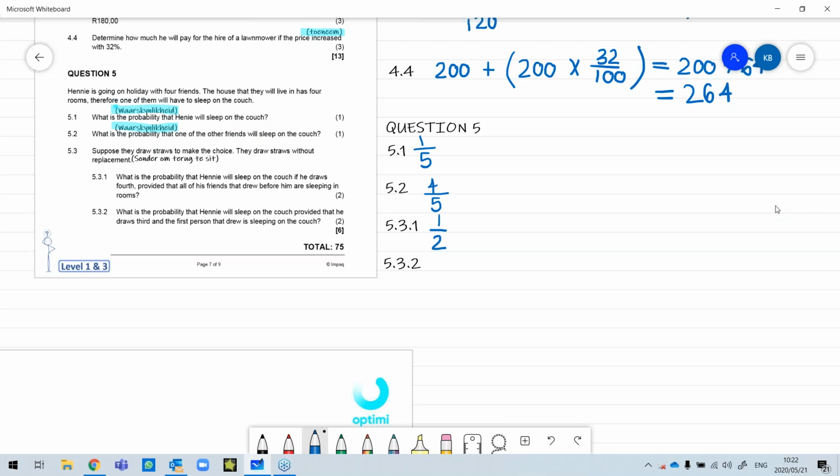Question 5.3.2. What is the probability that Henny will sleep on the couch provided that he draws 3rd? And the first person that drew is sleeping on the couch. Remember, there are 5 friends, whereof there is room enough for 4 of them to sleep on a bed and only 1 couch. So if the first person already drew the couch, then there is 0 chance that Henny will also draw a straw to sleep on the couch. So you can say 0, or in words, no chance.